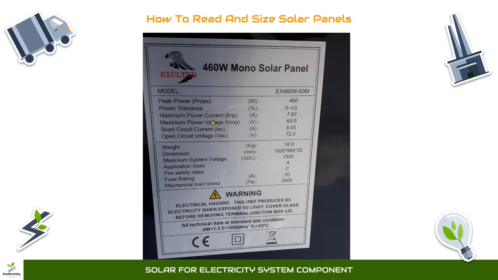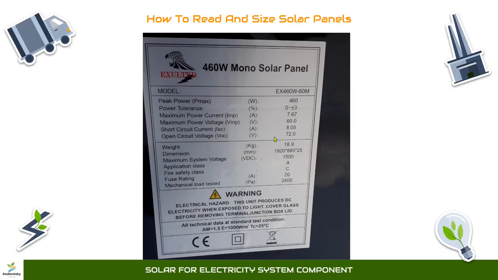It also has maximum power voltage. This is telling you that when you connect this panel to other systems, maybe to a charge controller or inverter, or you connect it with other solar panels, the voltage it is going to produce is 60 volts. Now, short circuit current: when you are test running this panel, maybe not connected to any device, you can read up to 8 amps. But when it's in operation, you should be expecting up to 7.67 amps.